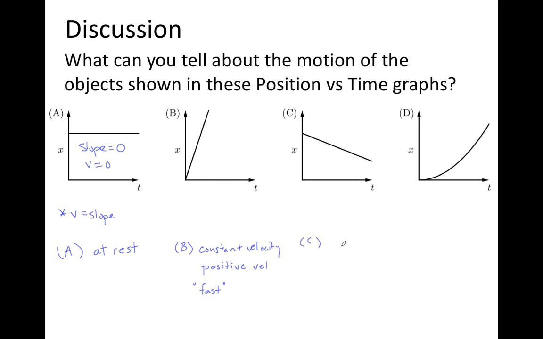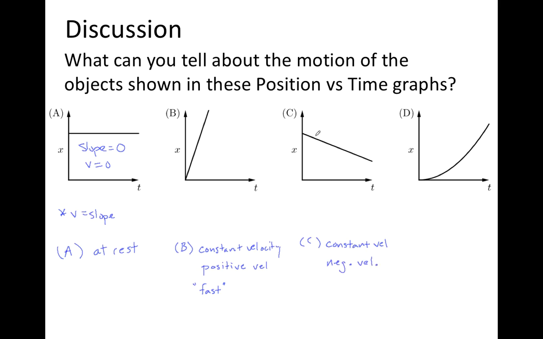For object C, again, notice that this is a straight line. Straight lines have constant slope, and therefore we can infer that this object has a constant velocity. We notice that the slope is negative. The graph goes down, and so we have a negative velocity.